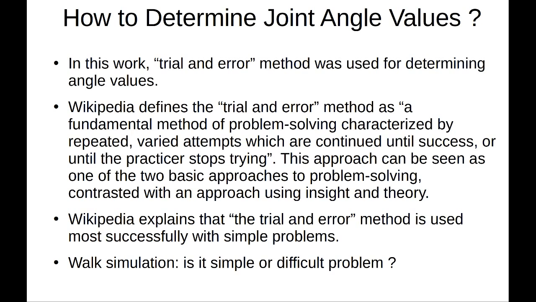How to determine joint angle values? In this work, trial and error method was used for determining angle values. Wikipedia defines the trial and error method as a fundamental method of problem solving characterized by repeated varied attempts which are continued until success, or until the practitioner stops trying. This approach can be seen as one of the 2 basic approaches to problem solving, contrasted with an approach using insight and theory. Wikipedia explains that the trial and error method is used most successfully with simple problems.